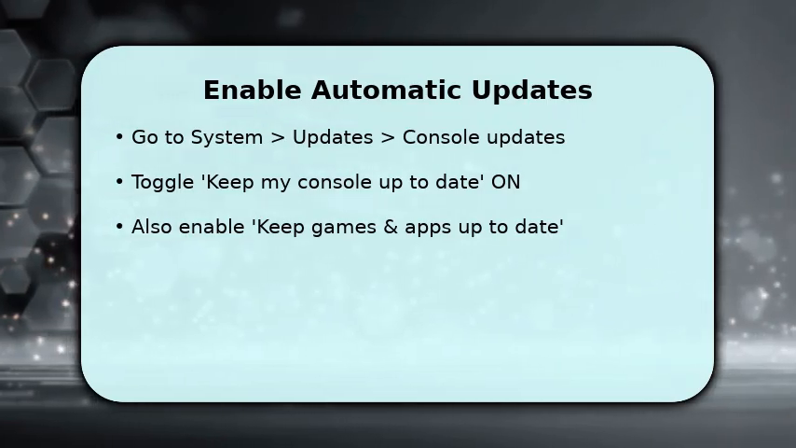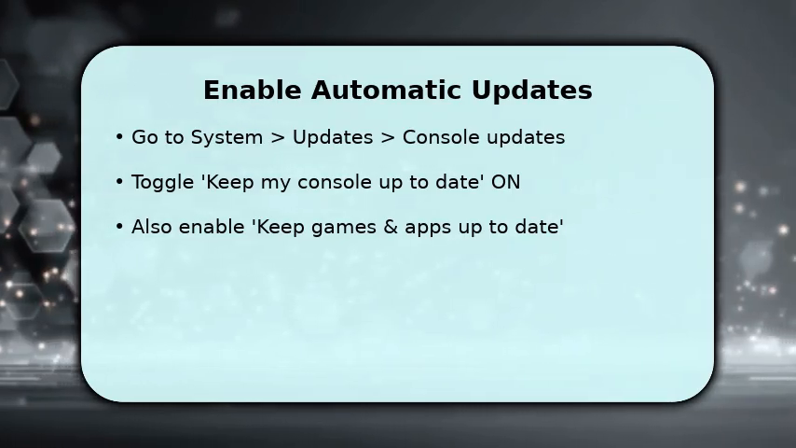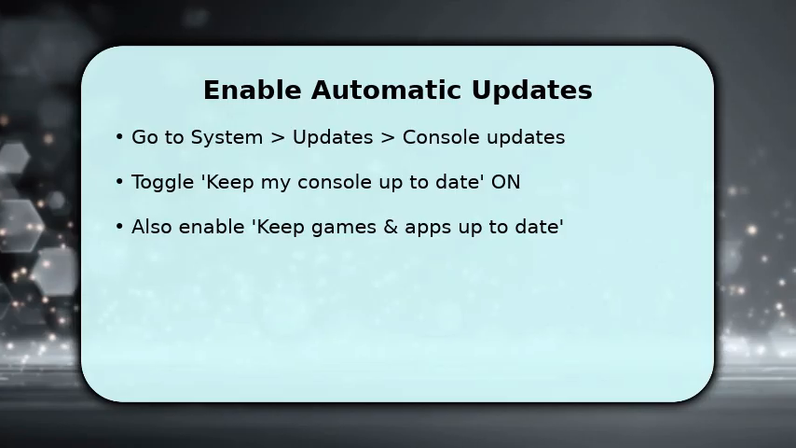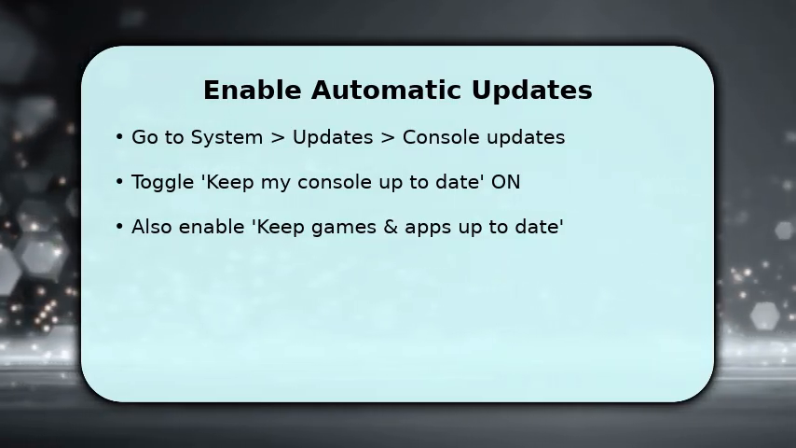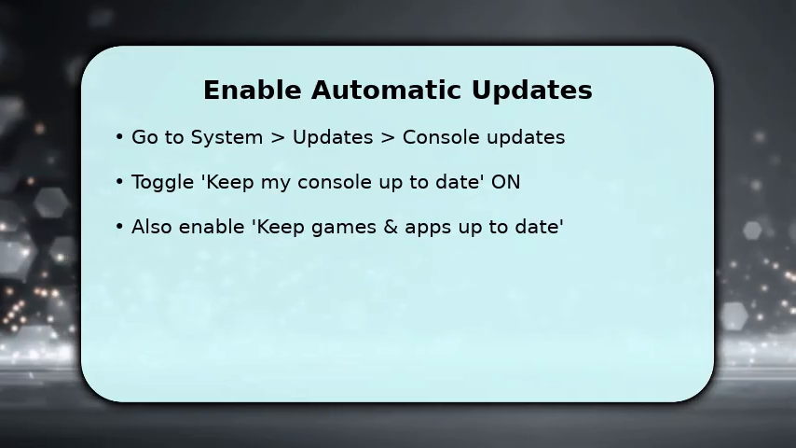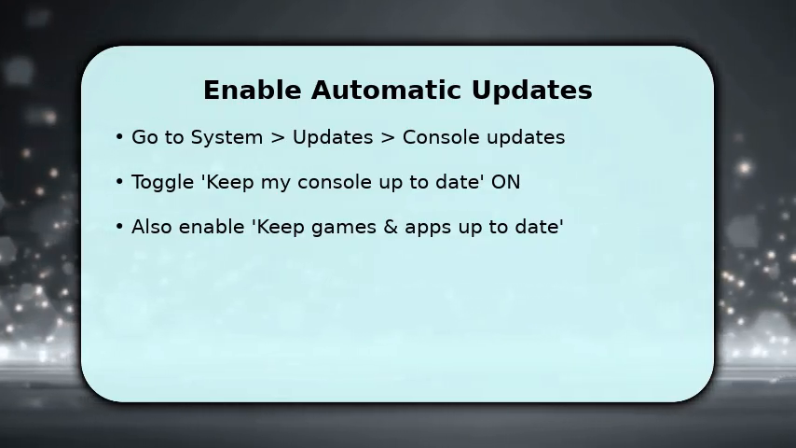Next, enable Keep Games and Apps Up to Date so titles download patches as they release. Once done, confirm power mode is set to Instant On or energy saving with background updates allowed. This ensures the console can download and install updates even when you're not actively using it.